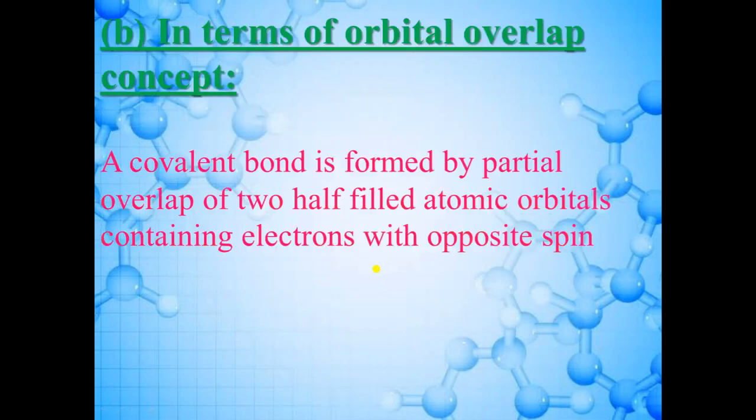You are already familiar with the term orbital from the second chapter. Orbital is a three-dimensional space where the probability to find an electron is maximum. Now, in terms of the orbital overlap concept, a covalent bond is formed by partial overlap of two half-filled atomic orbitals containing electrons with opposite spin.